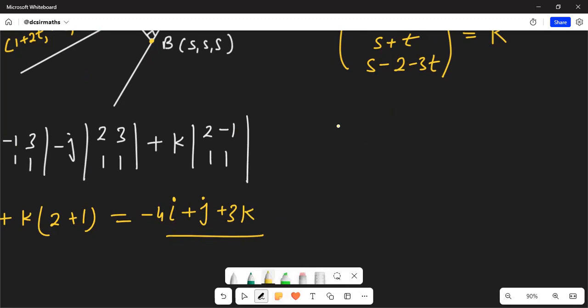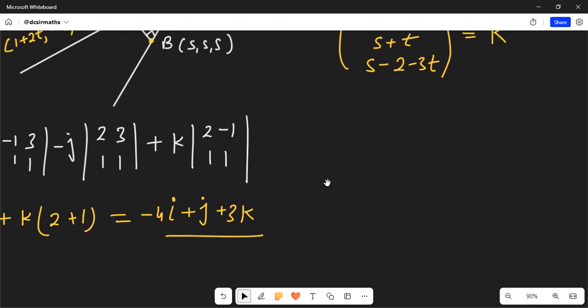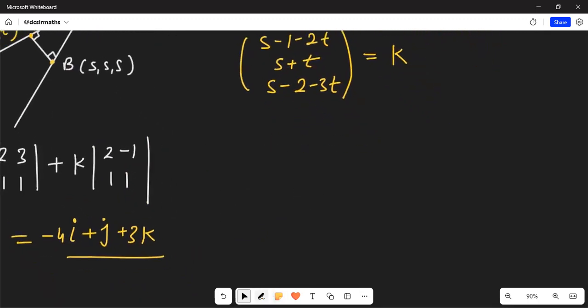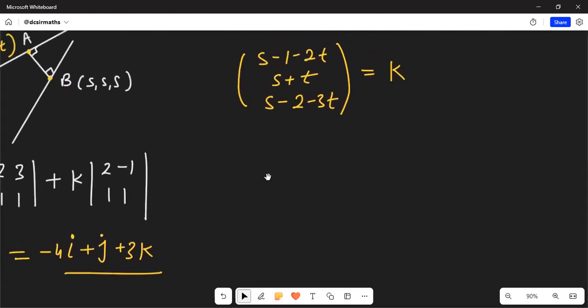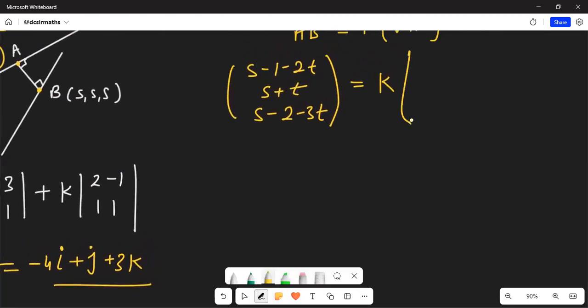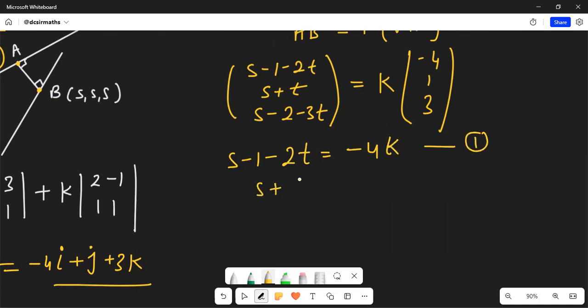Let me write it here. k times negative 4, 1, 3. This vector can be written like this. Now we will get three equations here. The first one is S minus 1 minus 2t is equal to negative 4k, equation 1. Then I'll get S plus t is equal to k, equation 2. And S minus 2 minus 3t is equal to 3k.